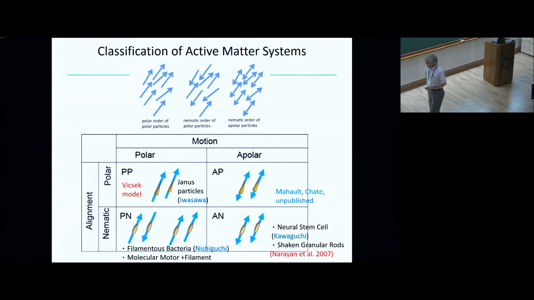And today I spend most of the time on the case when the particle changes direction of motion stochastically. So the motion is apolar and the alignment is nematic. In fact, this case was studied many years ago by Narayan and Ramaswamy for shaken granular rods. And today I talk about the biological example of this case.